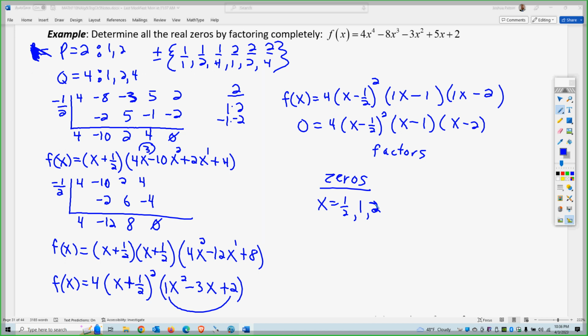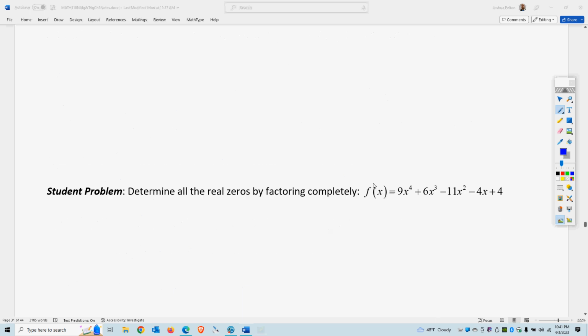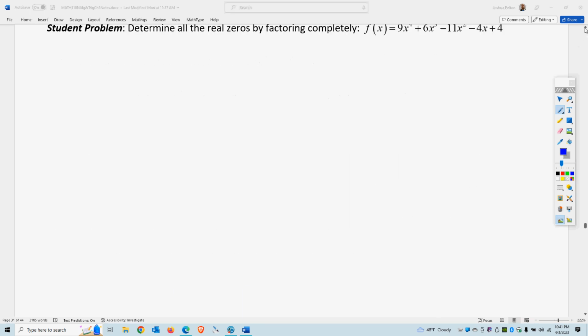All right, pause the video. Try the student problem for yourself. And again, you could have kept going with the synthetic division if you want to, but once you get down to a quadratic, it's just easier to solve it by algebraic methods instead of doing synthetic. Again, to repeat, you can keep doing synthetic all the way, but once you get down to a quadratic, you shouldn't for a variety of reasons.